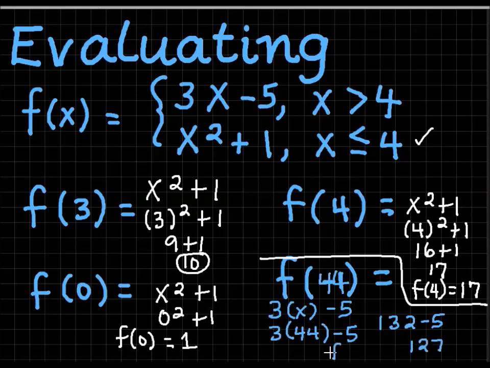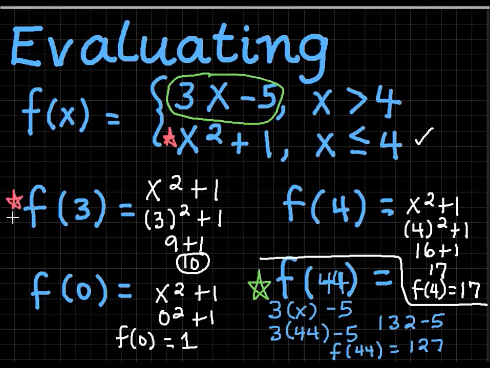Okay, so basically you're really just determining which rule is going to apply. I'm making a big mess there. That's supposed to be a 44. Let me fix that. There we go. f of 44 equals 127 because I used the first rule for this one. But for all the other ones, f of 3, f of 0, and f of 4, because those three numbers are less than or equal to 4, for those I used the second function rule.